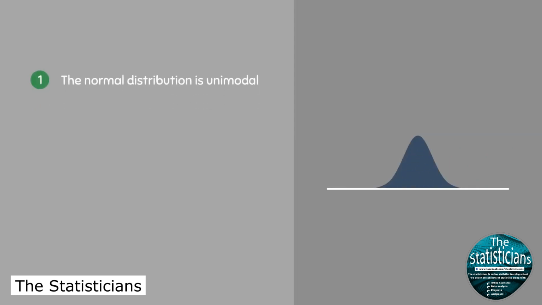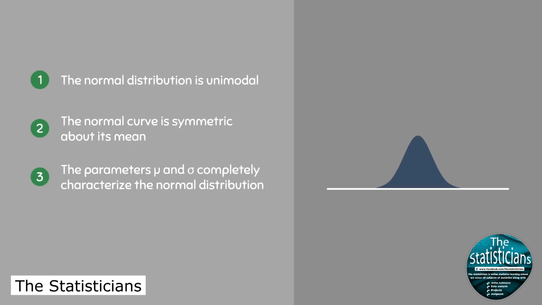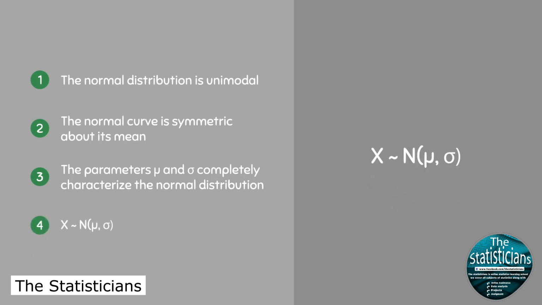Overall, here are some points about the normal distribution. The normal distribution is unimodal. This means that the distribution has a single peak. The normal curve is symmetric about its mean, so you can clearly see that the distribution can be cut into two equal halves. The parameters mu and sigma completely characterize the normal distribution. The population mean mu determines the location of the distribution and where the data tends to cluster around. The population standard deviation sigma determines how spread out the distribution will be. The notation given to a population that follows a normal distribution can be written like this. Although it looks scary, it means what it says.